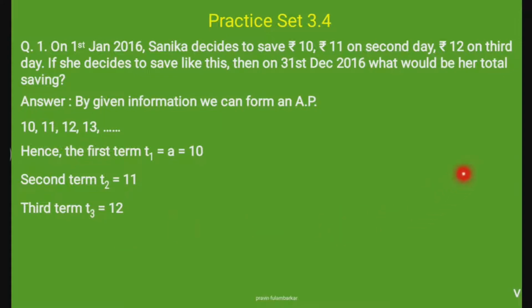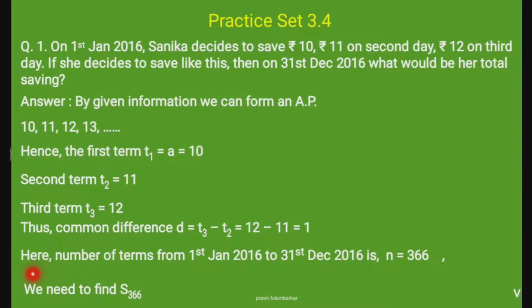So here we have to find the common difference. So we write the formula for common difference. d equals t3 minus t2. t3 is 12, t2 is 11. So we write t3 minus t2, that is 12 minus 11, which equals 1. That means we get the value of d. So we write here the number of terms from 1st January 2016 to 31st December 2016 is n equals 366, because this is a leap year.